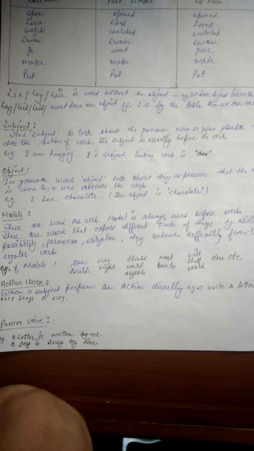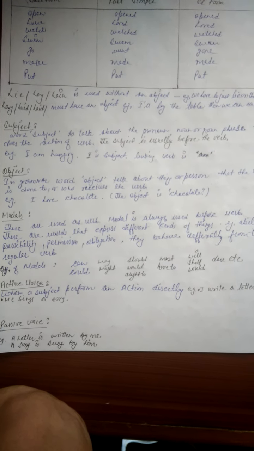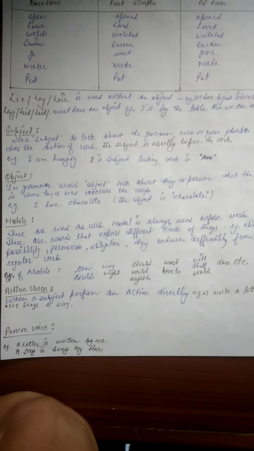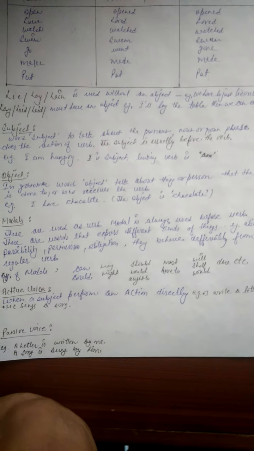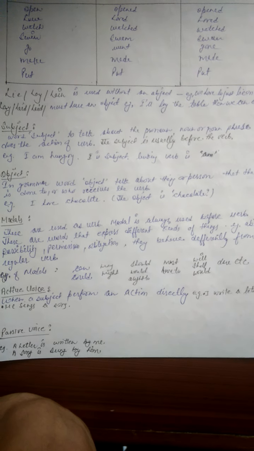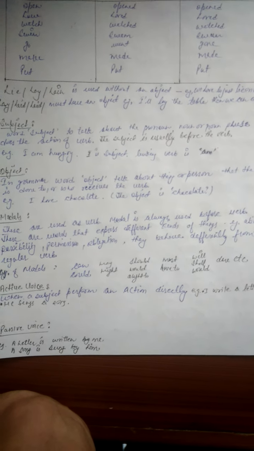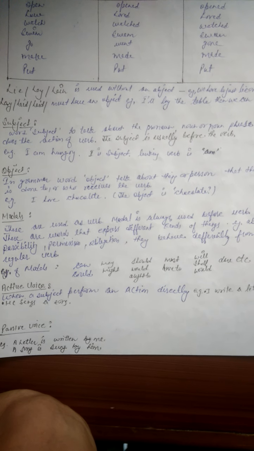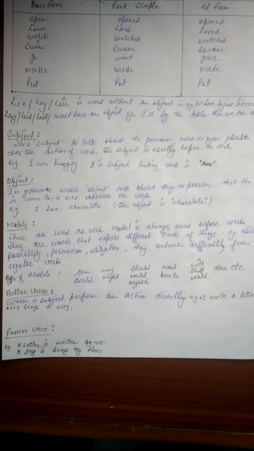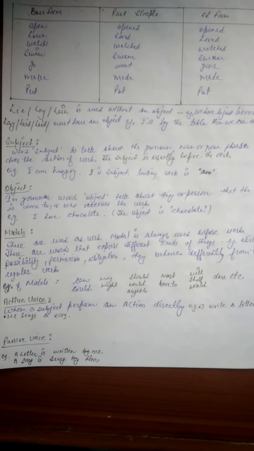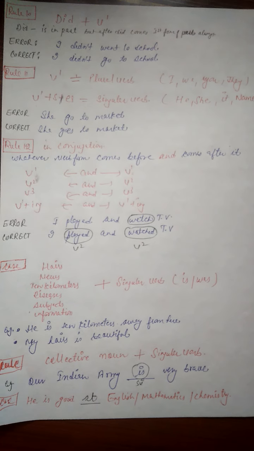For example, I love chocolate. The object is chocolate. Here in case of subject, I am hungry. I is subject. Linking verb is am. Am is linking I and hungry. So I is subject here. I am hungry.